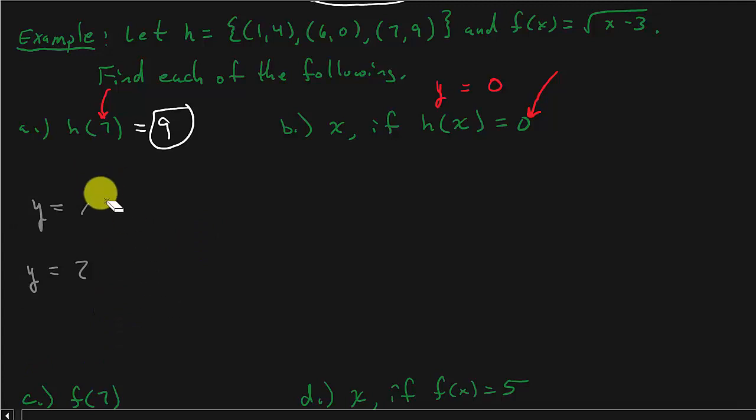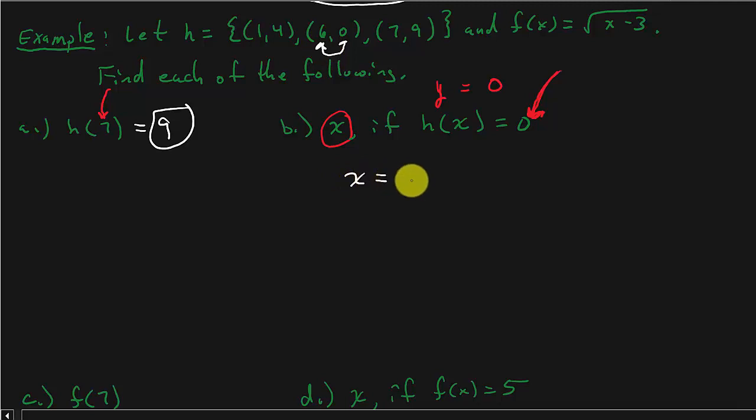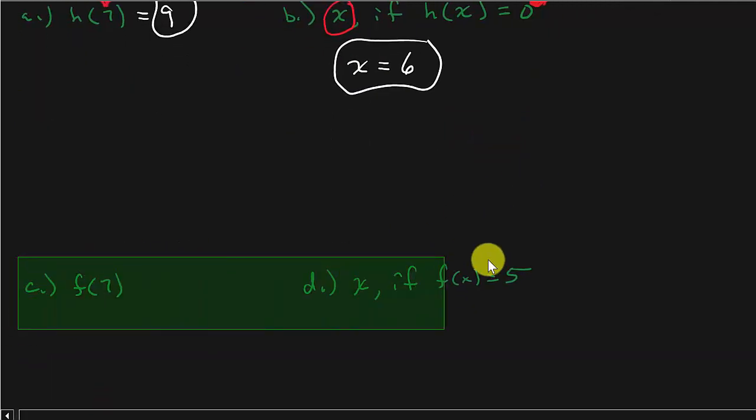So just remember f of x, h of x, g of x, whatever, that's the same thing as y equals. Okay? So what they're wanting to know here is when y is equal to 0, what is x? So when y is equal to 0, my x value is 6. So x equals 6. And there's my answer. Okay? All right, let me move this up.